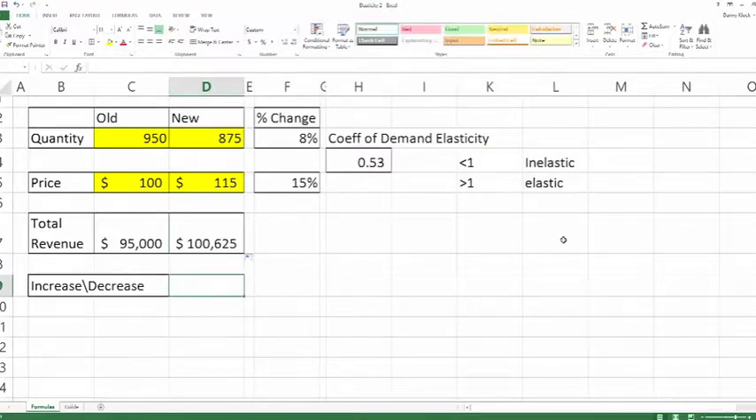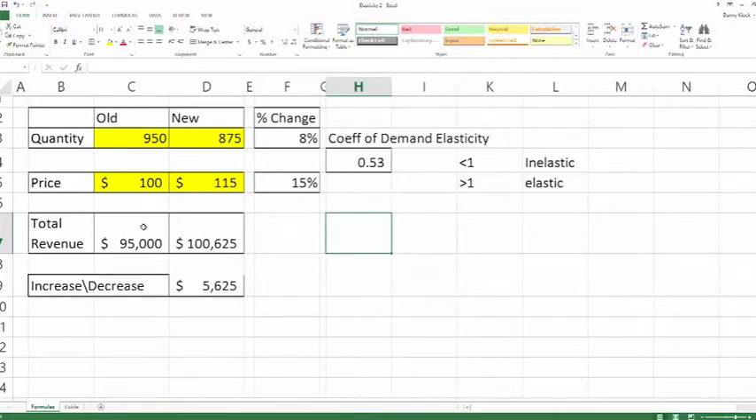And if I want to see how much I've increased it, I can just do equal the new minus the old. So we've increased total revenue by $5,625. So this could be a good one to graph. And then we'll play around with it and see how the graph changes.